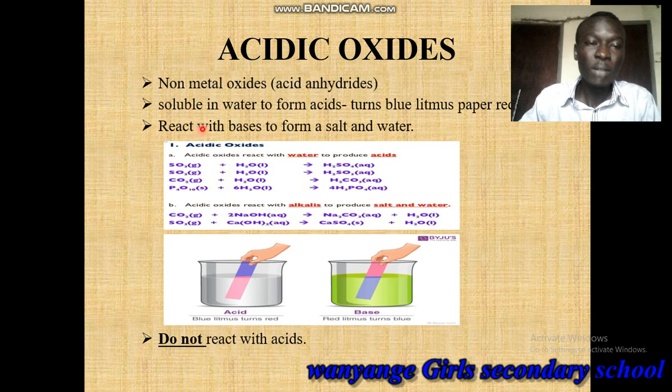Now, when an acidic oxide dissolves in water, the solution formed is an acid. And therefore, because the solution is an acid, it turns the color of blue litmus paper to red, like we looked at before. Over here, we saw that this solution is an acid, right? When you dip this blue litmus paper into this solution, look at the portion inside the solution. The color of the blue litmus paper changes to red. That confirms that the solution is acidic.